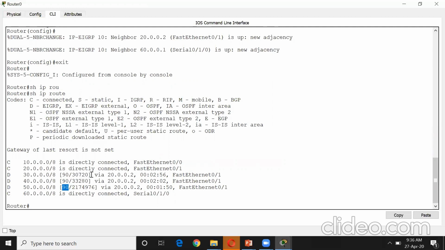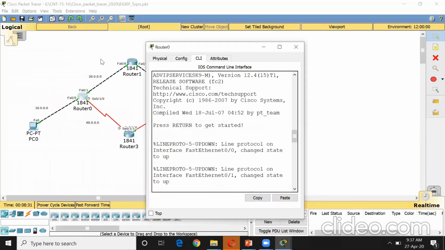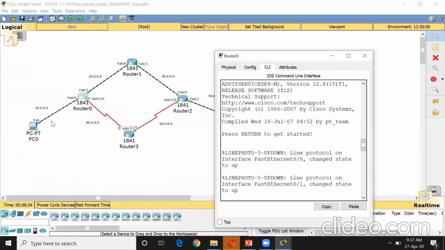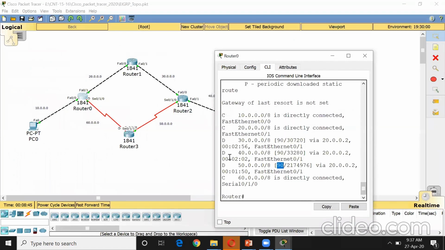So 30720, that is the cost to reach towards destination 30 from router 0 via this interface, that is 20. You can observe here in this diagram. So this is router 0 to reach towards network 30. We'll open this routing table. To reach towards network 30, the cost required is 30720. As I told you, what is the cost calculation formula?